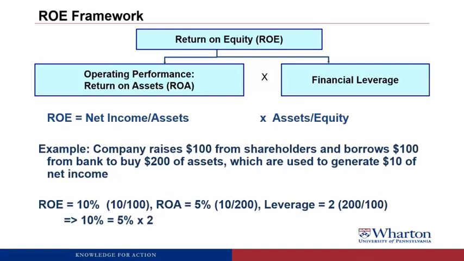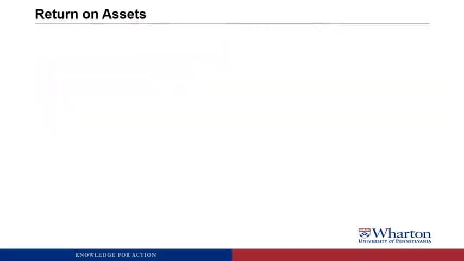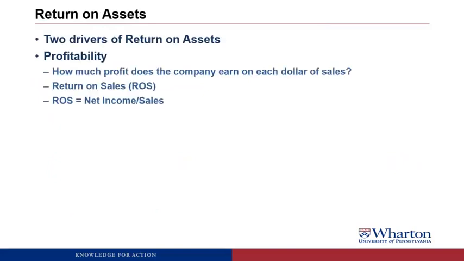Now that we've separated ROE into what's driven by operating performance and what's driven by leverage, we can drill down further into the ROA component, because there are two big drivers of return on assets. The first is profitability. How much profit does the company earn on each dollar of sales? Here we're going to use a ratio called return on sales, ROS, which is net income divided by sales. So for each dollar of sales, how much net income does the company earn? Each dollar that goes to the top line, we subtract out all the expenses. How much is left when we get to the bottom line, net income?